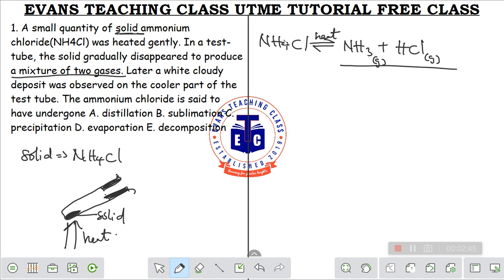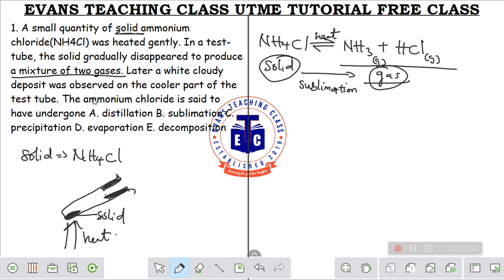Now, in chemistry, whenever a solid turns to gas without passing through the liquid state, the process is actually called what? Sublimation. I will take that again. Whenever a solid changes to gas without passing through the liquid state, that type of process is called what? Sublimation. So that's what the question is asking us.